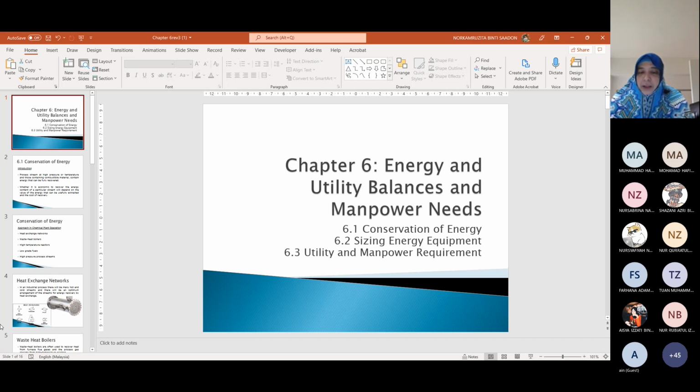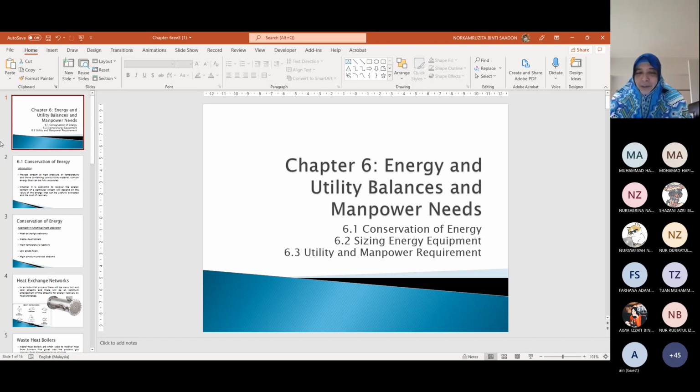And then the last part is the utility. Remember, utility is not just steam and electricity. Utilities can come from air, utilities can come from nitrogen, normally four of them only. Air, water, where you produce steam, nitrogen as a cooling system. What else was there? I can't remember anymore. Okay, you refer back.